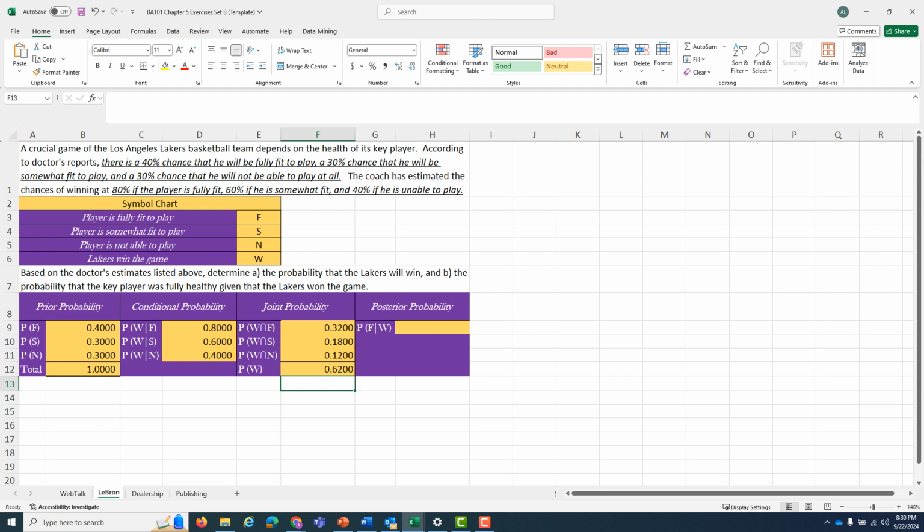What is our posterior probability? The probability that the key player was fully healthy and that we won the game. Well, same thing as before. Take the probability of both events happening, which right here would be 32%, and divide it by the probability of what's given. So in this instance, 32% is the probability that both events happen, divided by what is given, our 62% chance of winning the game, we come up with 0.5161. So if we ended up winning this game more than half the time, it's going to be because our key player was healthy enough to carry us to victory.